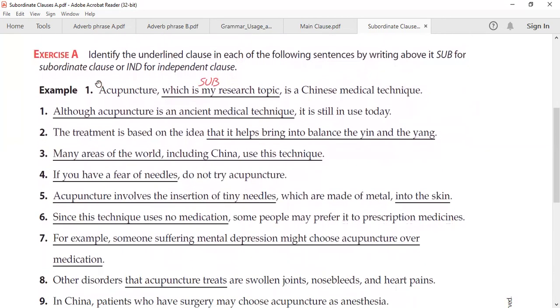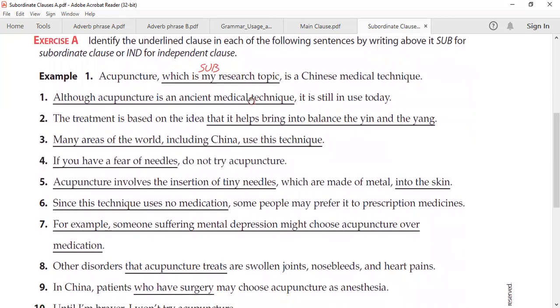That's practice. Identify the underlined clause in each of the following sentences by writing above it SUB for subordinate clause, or independent or main for main clauses, MC. Okay.